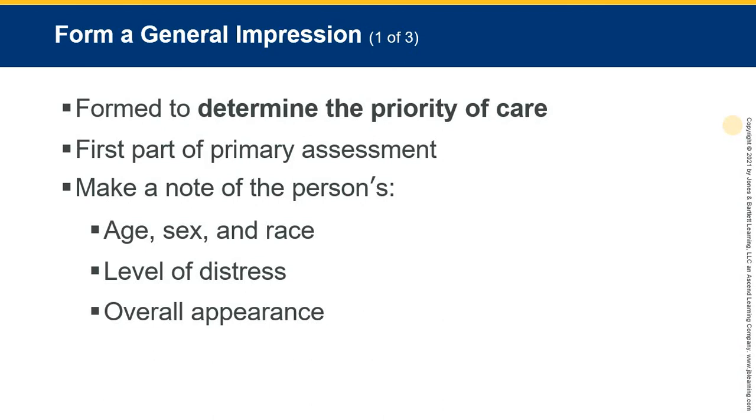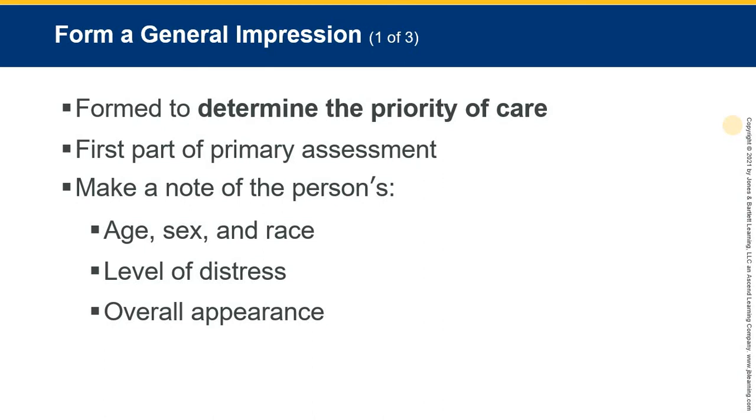Now, there are several things that are part of this that you're going to take in and think about when you're forming this general impression. The person's age, sex, race. These kinds of things are going to be important in things like heart attacks, right? Because you're going to think 65-year-old male, overweight, that's someone who's at a higher risk for a heart attack than a 28-year-old female who's an athlete, right?